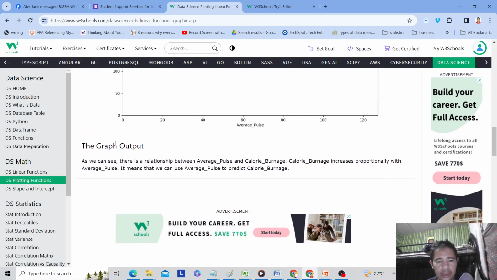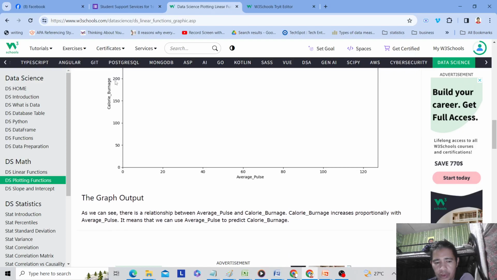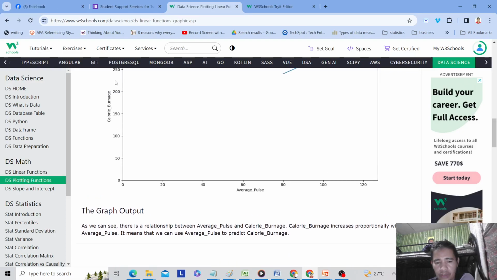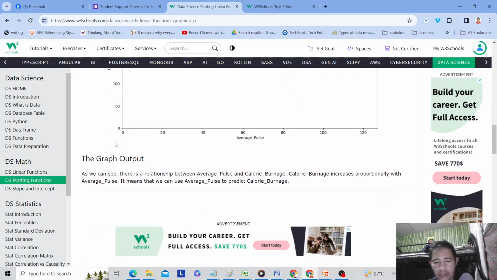So that's the output, guys, the graph. As you can see, there is a relationship between average pulse and calorie burnage. Calorie burnage increases proportionally with the average pulse. It means that we can use average pulse to predict calorie burnage. That's good, guys. Huh?